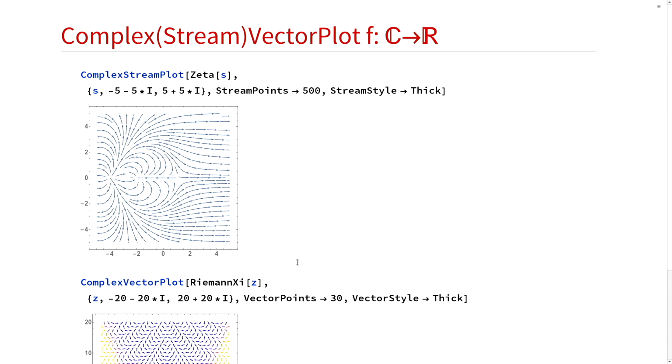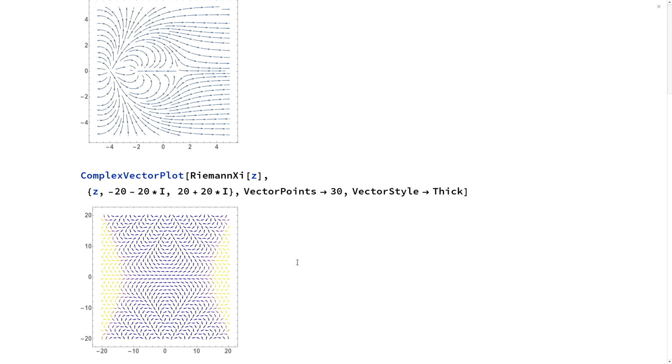So that completes the first group of functions that I showed you. This is the second group which we are working on. And the first one is complex region plot, which is very similar to region plot. So it plots the region where the predicate is true. And so in this case, we are plotting the regions where the imaginary parts of the function are positive.